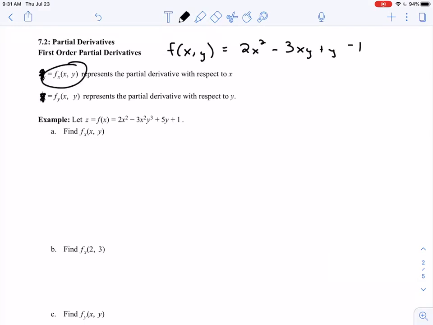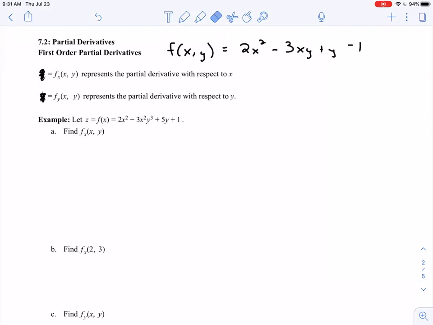Most of the time we'll see this notation right here, f sub x of x comma y. And this represents the partial derivative with respect to x. The other way that I could write that, you may see this in the homework, you may see this notation, rather than what we're used to seeing, dy over dx. So we might see in this case df over dx.